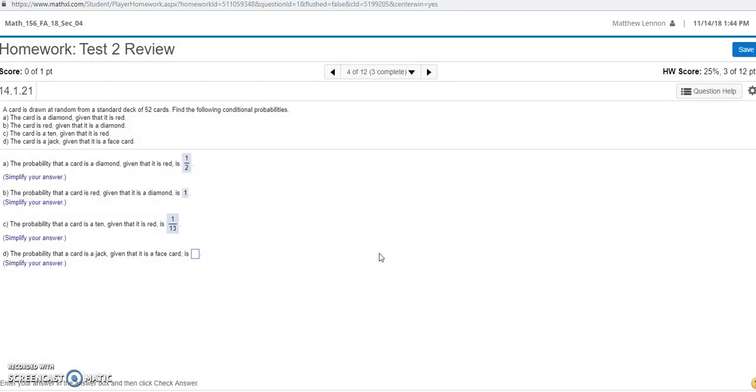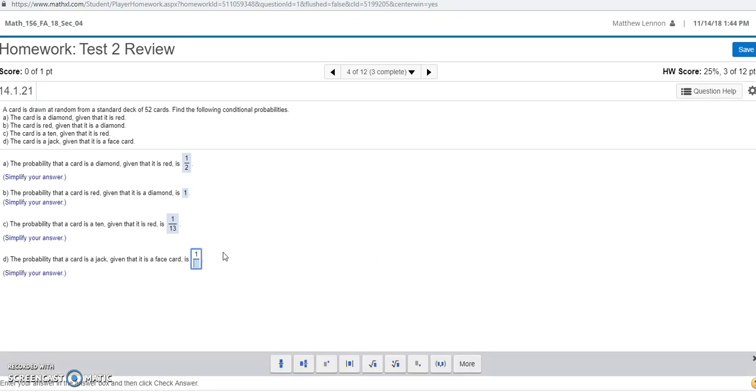And then the card is a jack, given that it's a face card. Well, there's 3 types of face cards: kings, queens, and jacks, and there's an equal number of all of those. So jack is one of those possibilities out of the group of those 3 things.